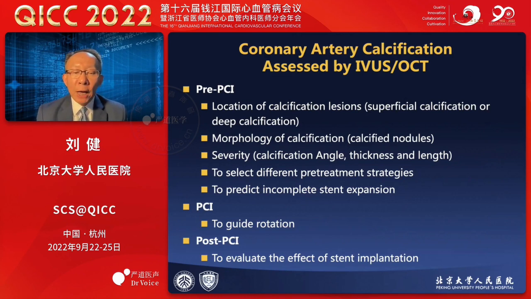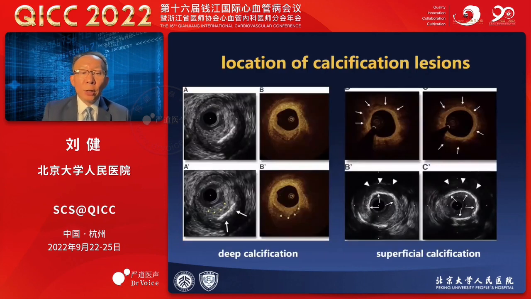And then for the PCI, it's to understand the roles or the acute results of the rotablator and cutting balloons, and then we will see whether we will need a further predilation to achieve a very good expansion of the stent. And then for the post-PCI, we look at that.